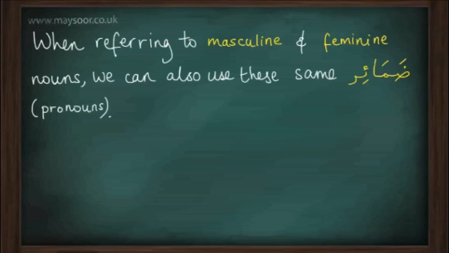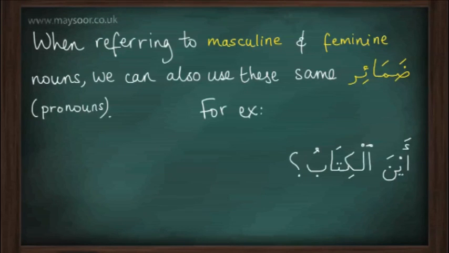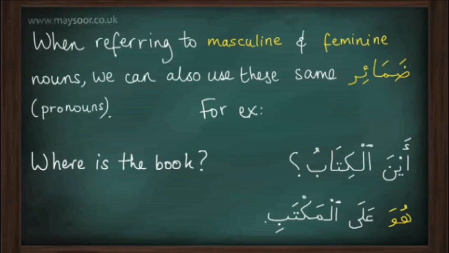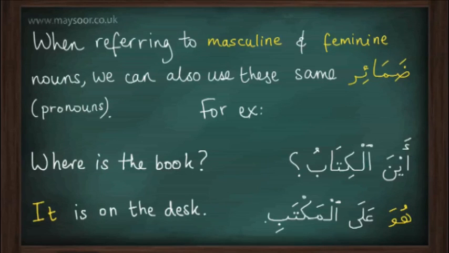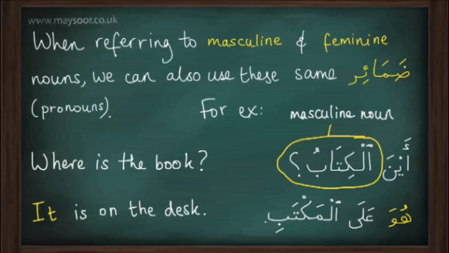When referring to masculine and feminine nouns, we can also use these same doma'ir, pronouns. For example, Ayna al-kitab? Where is the book? Huwa ala al-maktabi. It is on the desk. In this example, al-kitab is a masculine noun. So when referring back to it, we use the masculine domir pronoun huwa. In this context, it means it.